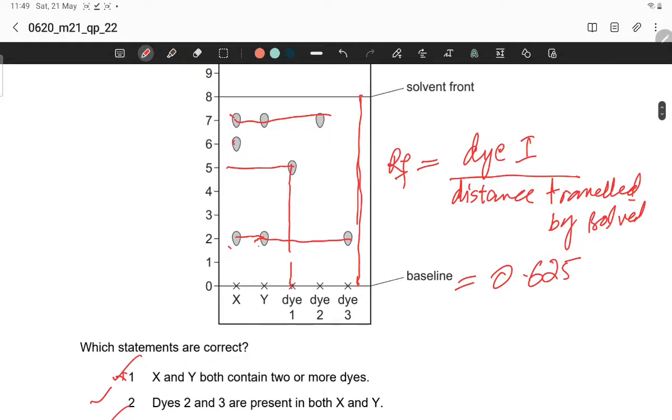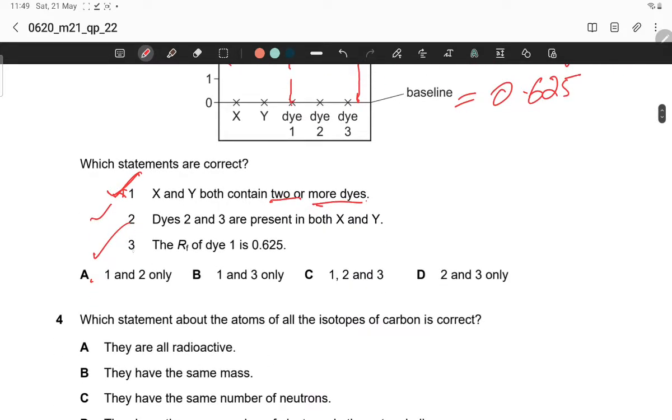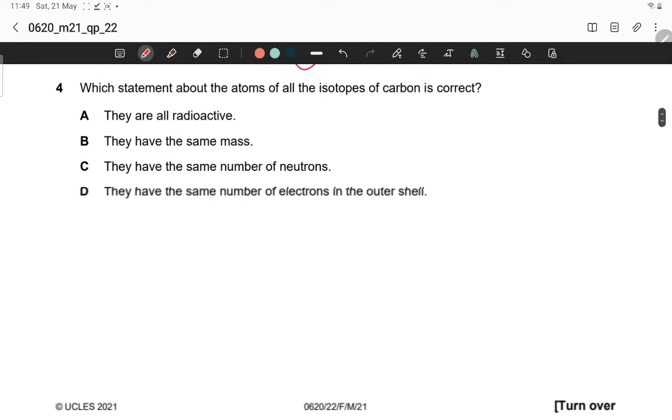So statement 3 is also correct. X and Y both contain two or more dyes. Yes, X and Y both contain two or more than two dyes. So Y contains two dyes and X contains more than two, so this statement is also correct. So 1, 2, 3 are correct, so the others are incorrect. 1, 2, 3 are correct, so C option is correct. This is also incorrect.